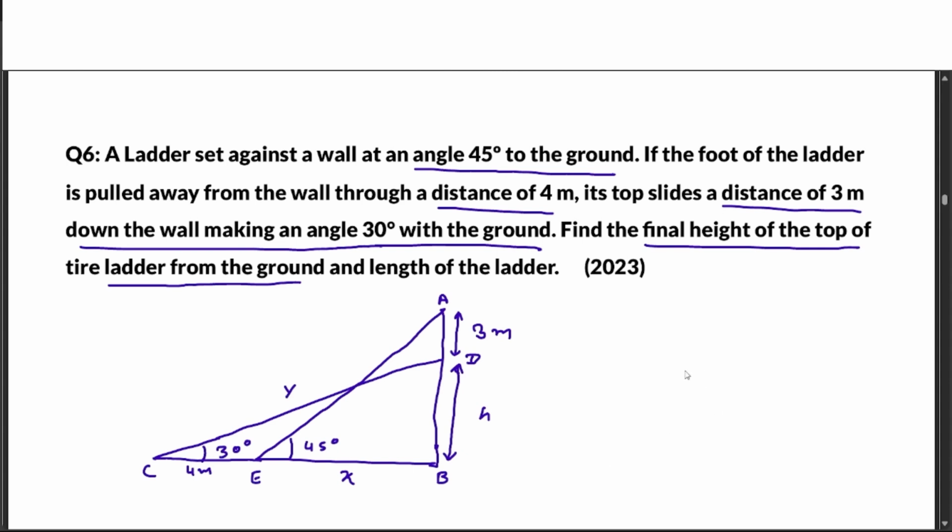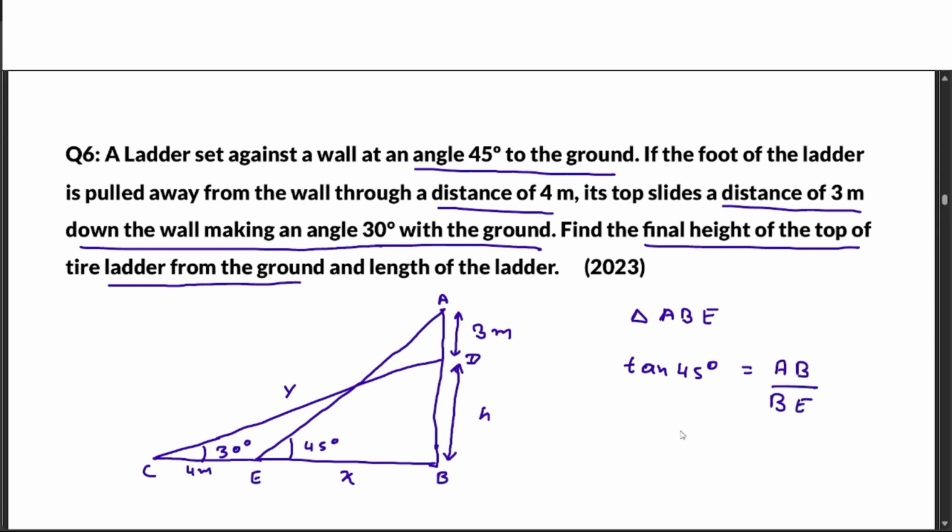So first in this question, we can take a triangle. In triangle ABE, basically the starting triangle is ABE, we can say tan 45 degrees. You know, tan is perpendicular over base. So we can say AB over BE.